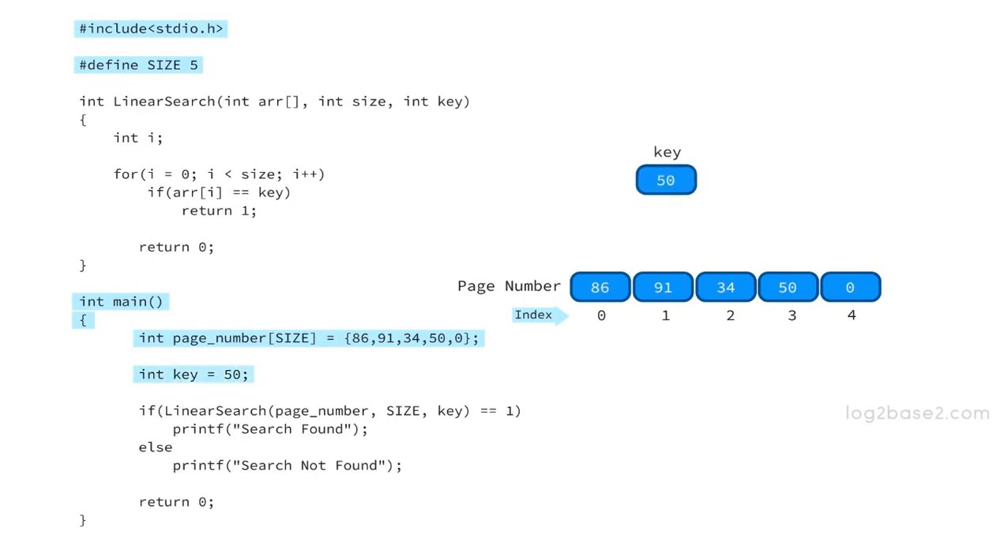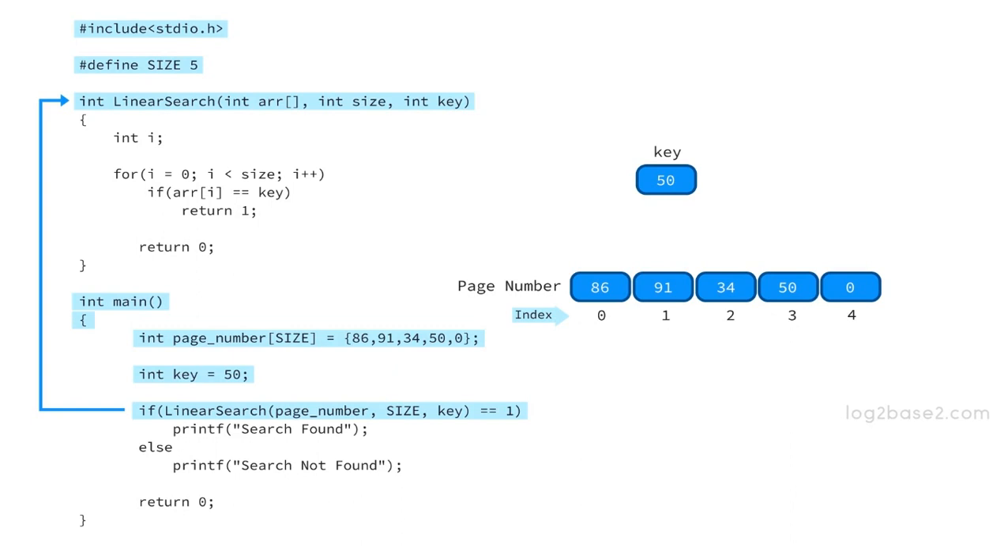So we want to search the key 50 in the array page number, and we will call the function linear search, which will perform linear search operation. We will pass the array, its size and key to be searched into the function, and the function will return 1 if the key is found. Otherwise it will return 0. So we have if linear search of page number, size, key equal to 1, print search found, else search not found. So the function is called and control gets here, and the array page number is stored in arr and size in size and key in key.